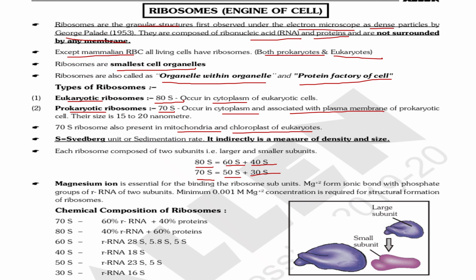Here you can see this is the larger subunit and this is the smaller subunit. So association of both these subunits requires magnesium ion. Magnesium forms ionic bond with phosphate group of RNA of the two subunits. Both these subunits have rRNA and this rRNA has phosphate group. So magnesium forms ionic bond with this phosphate group. Minimum of 0.001 M of magnesium is required for this interaction.